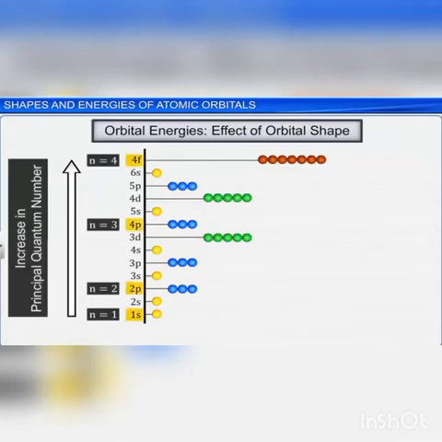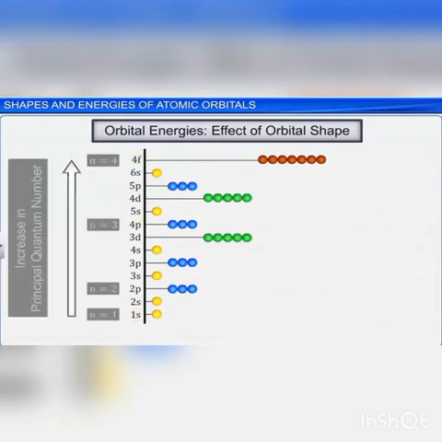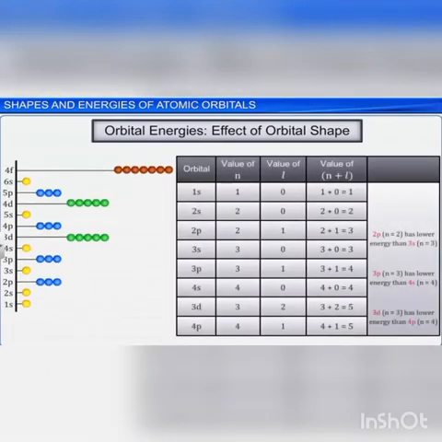As a generic guideline, the lower the value of n plus L for an orbital, the lower is its energy. This explains why 4s possesses lesser energy than the 3d orbital. If two orbitals have the same value of n plus L, for example, 2p and 3s orbitals, the orbital with lower value of n, that is 2p, will have the lower energy.